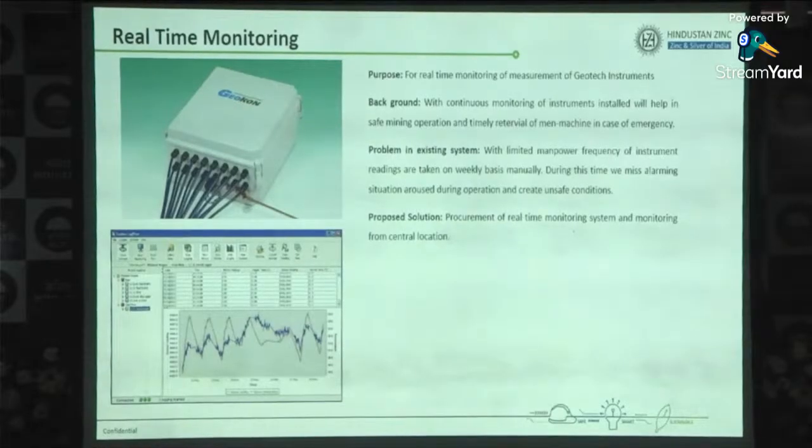We have a 64-channel data logger. So in a single data logger, we can put a number of sensors. MPBX, trace cell, EPC, all we can connect to the data logger, and we can get the reading on surface.